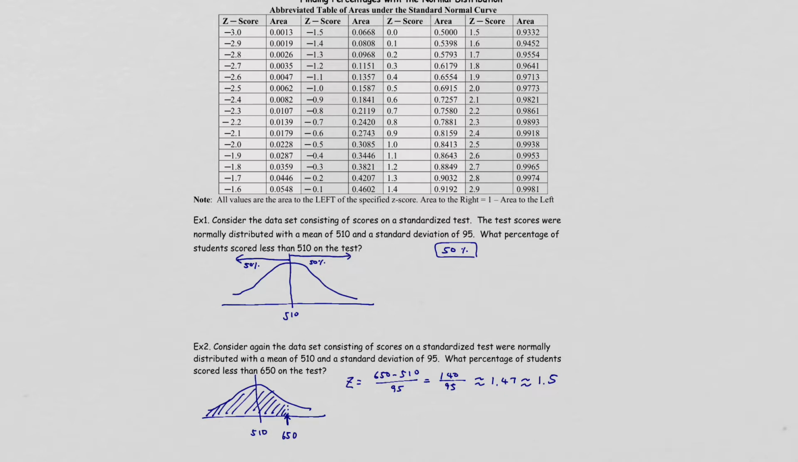Now let me write that. 1.5 on the table is the same as a z-score of 1.5, and your probability is going to be 0.9332. When you convert that into percent, it will be 93.32%. So we can say that approximately 93.32% of all test scores were less than 650.